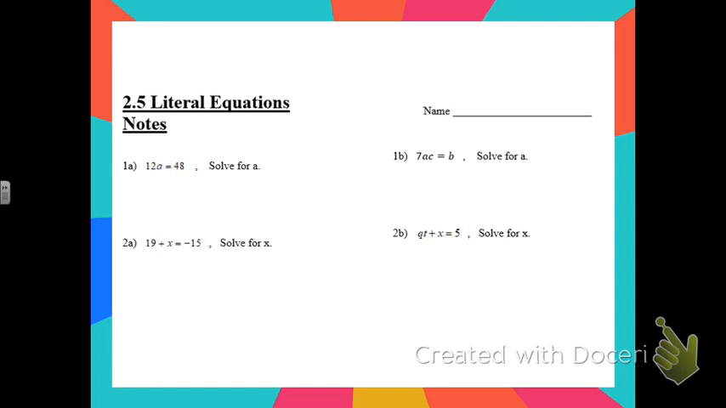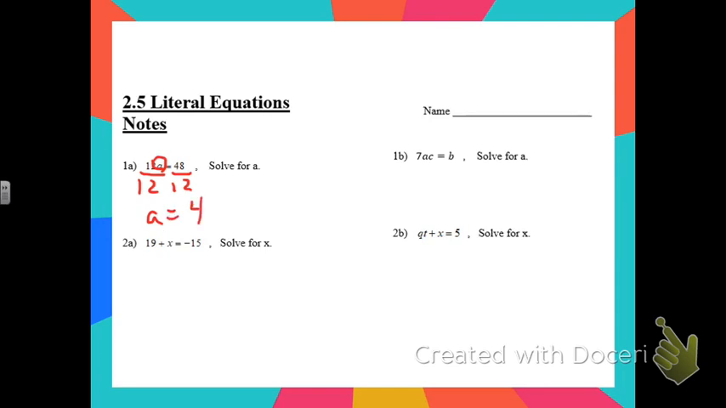So I just want to start out with some that are kind of simple. This is just a regular equation, so you wouldn't know any difference. But solve for A, your technique would be to circle the A and see what's keeping it from being by itself. So A equals 4.